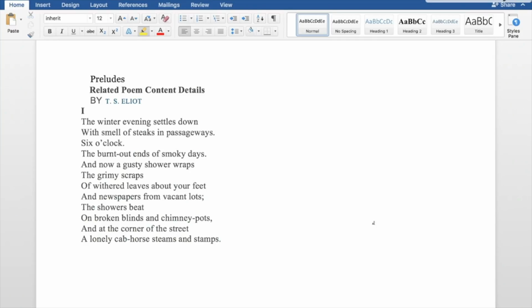For an example of imagery, we use Preludes by T.S. Eliot. And the poem is, "The winter evening settles down with smell of sticks in passageways, 6 o'clock." So here, he uses winter evening to have the reader picture an actual winter evening.